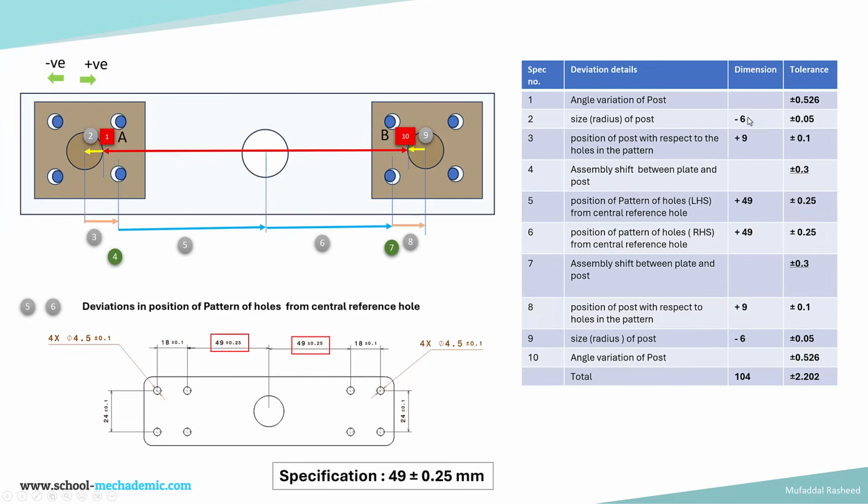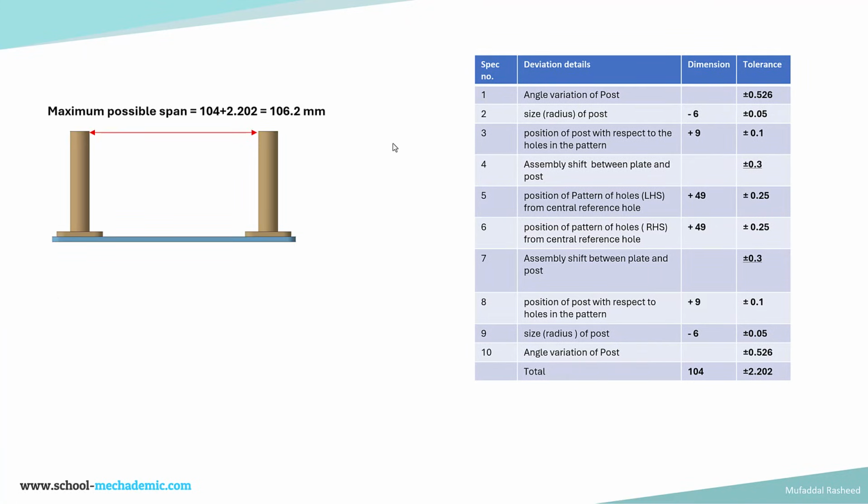Now we add all of the dimension values: minus 6 plus 9 plus 49 plus 49 plus 9 minus 6, we get 104, and we add all of the tolerance values. Add up all of the tolerance values, which will give the stack up. So the specification in the worst case for the span is 104 plus or minus 2.202. So the maximum possible span will be calculated by adding the tolerance value to the dimension, which is 104 plus 2.202, which is 106.2, which is the maximum possible span at the top edge of the posts.